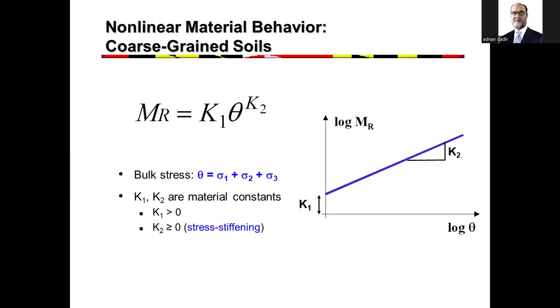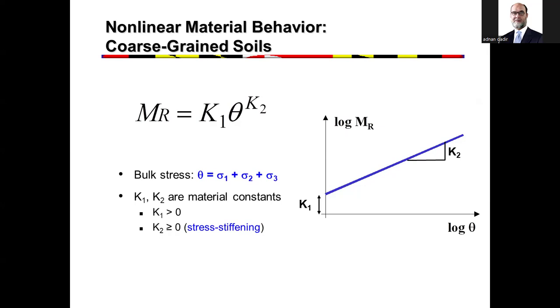Now, the behavior of resilient modulus is different for different types of soil. If you test the coarse grained soil, then your resilient modulus is defined by this relation: K1 times theta to the power K2. K2 is the slope of the line, drawn on a logarithmic scale. Theta is the bulk stress, that is the addition of all the stress values, sigma 1, sigma 2, and sigma 3. And K1 is the constant. You do not start at 0. There is some starting value.